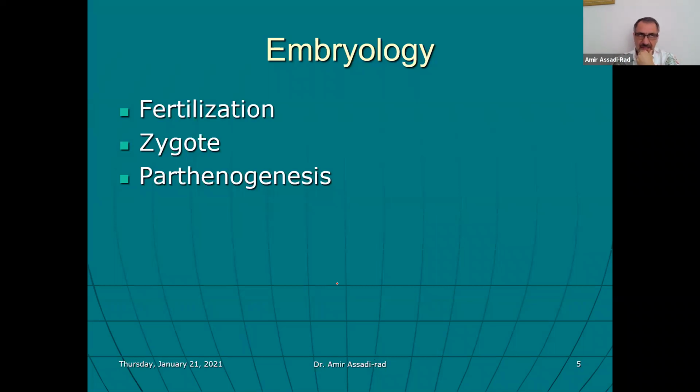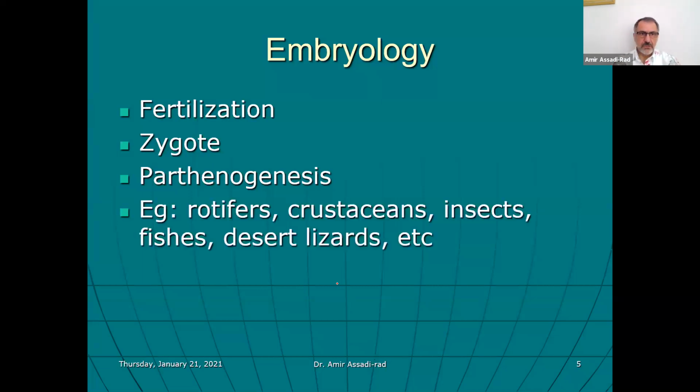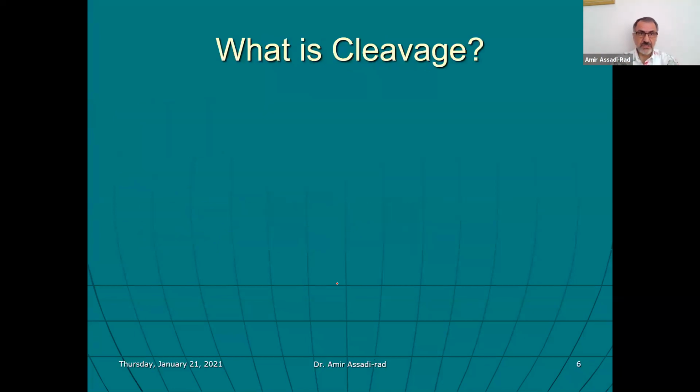We have that in salamanders. We have that in frogs, some frogs. We have it in some fishes, and arthropods and other organisms. So that is called, you will see it in case of rotifer. I don't know if you guys are familiar with rotifer or not. That term will come up when we talk about rotifer. So parthenogenesis means an unfertilized egg becomes a complete organism. Okay. So rotifers, crustaceans here, fishes, lizards, et cetera.